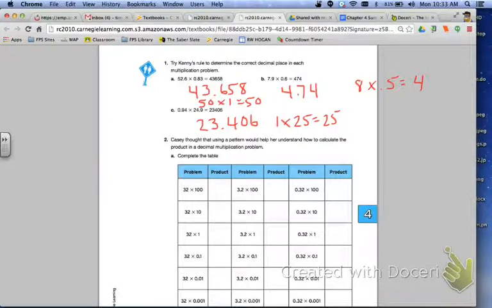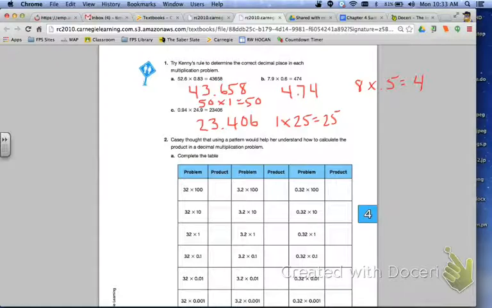For letter B, same thing. My estimate would be right around 4 for my product. I have 1 digit to the right of the decimal in 7.9, 1 digit to the right of the decimal in 0.6, so I move my decimal point over 2 spots, 4 and 74 hundredths for my product.